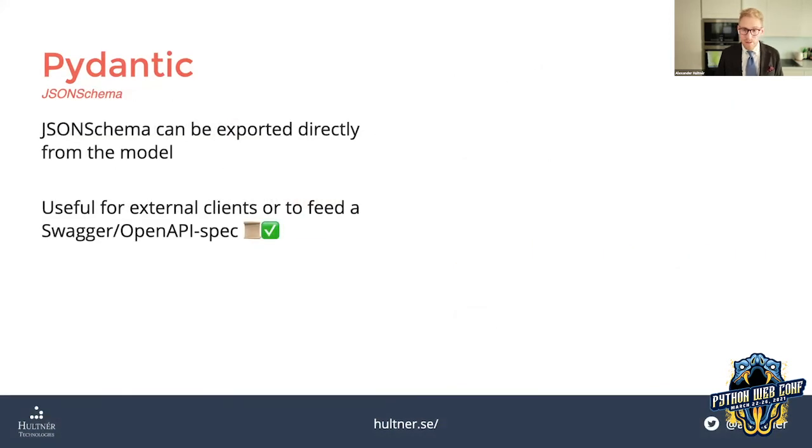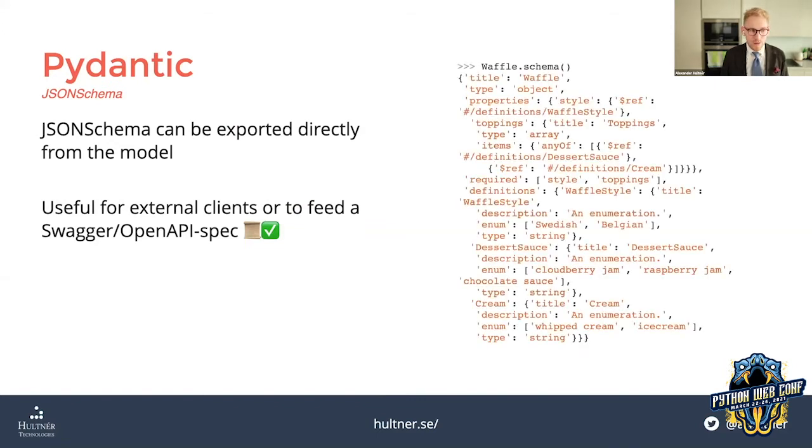So let's go ahead then. JSON schema, some of you might have heard about it, is used in OpenAPI specifications, or Swagger as it was formerly known. And we can export a JSON schema directly from our models. So as you understand, you can feed that to anything that can generate a Swagger OpenAPI spec. Usually you don't have to do this yourself because a lot of tools are already built that will do it for you. But I'm going to go deeper into that later.